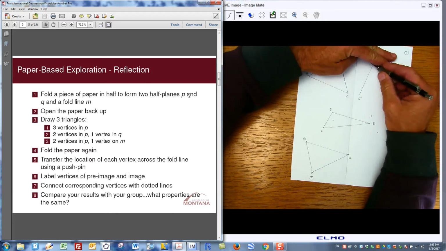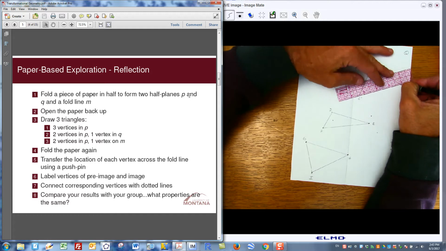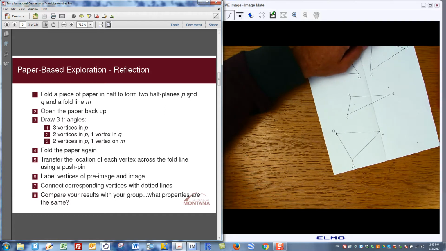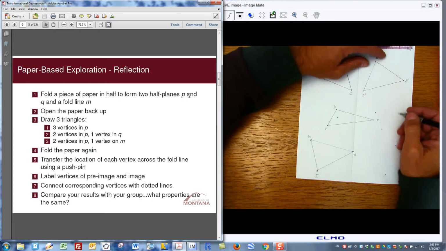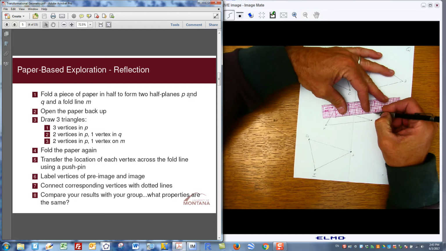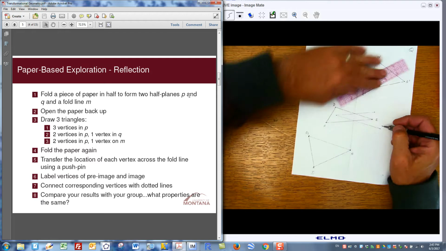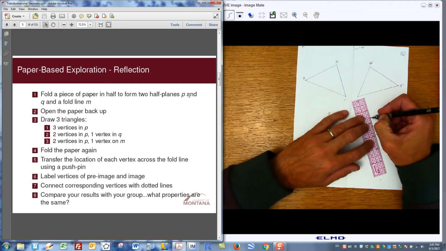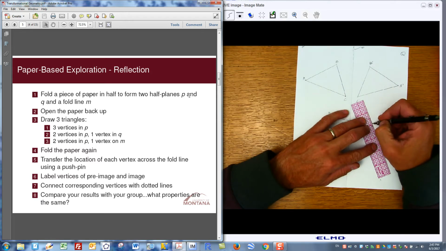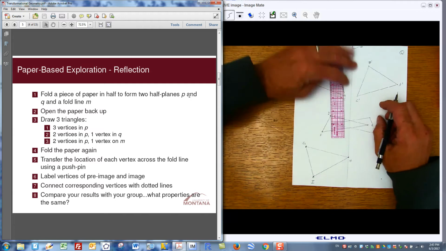I guess I don't really say to connect up. Do I say that? Transfer location, meet vertex, label vertices, connect corresponding vertices. I don't really say draw up the triangle again, but that's what I always tell them in class to do, I guess. So I'll go ahead and connect up these sides again.